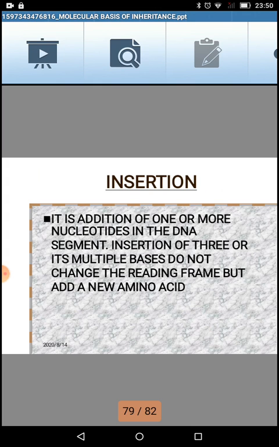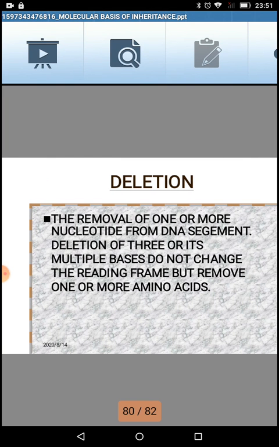Insertion is the addition of one or more nucleotides in the DNA segment. Insertion of 3 or its multiple does not change the reading frame, but only a new amino acid is added. But if it is 1, it will change the whole reading frame. Deletion is the removal of one or more nucleotides from the DNA segment. Deletion of 3 or its multiple bases does not change the reading frame but removes one or more amino acids.